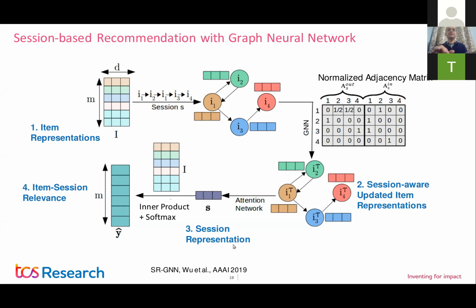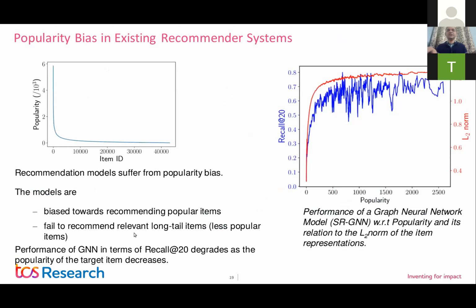So you get a session representation, and then you essentially compare this session representation with the item representation, and the similarity determines the relevance of each item for this session, right? And then you can do a softmax in case you are interested in probabilities and so on. So this is the high level idea.